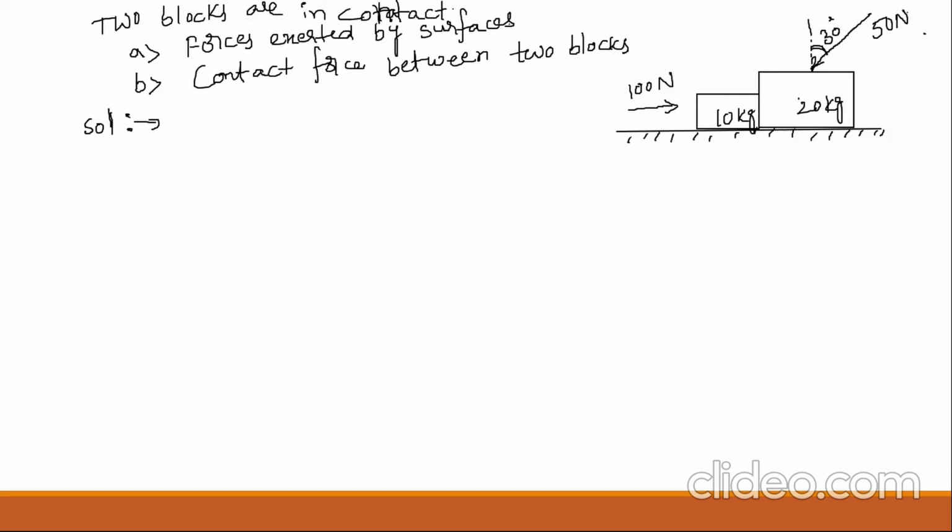Now we take our normal coordinate system, that is x and y. The x-axis can be taken horizontal and the y-axis vertical. Like this, we are going to use the coordinate system. In order to solve this system, we divide the total system into two blocks, because we have two blocks. So we are drawing the two FBDs separately. I am drawing the FBD of the 10 kg block first.